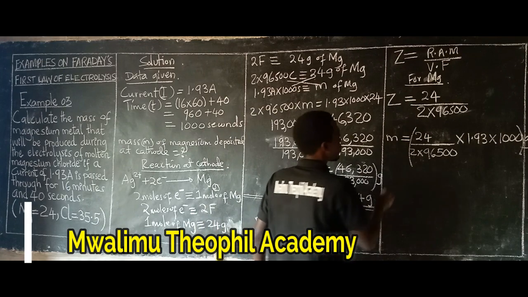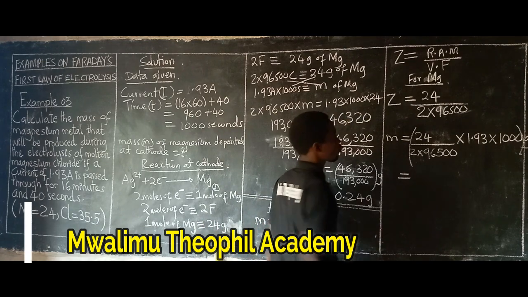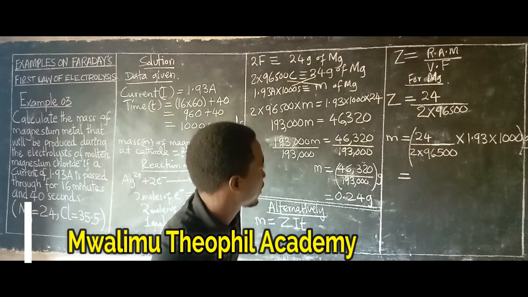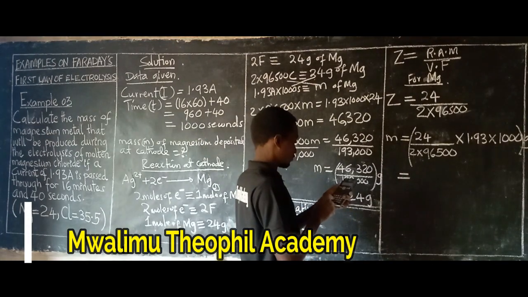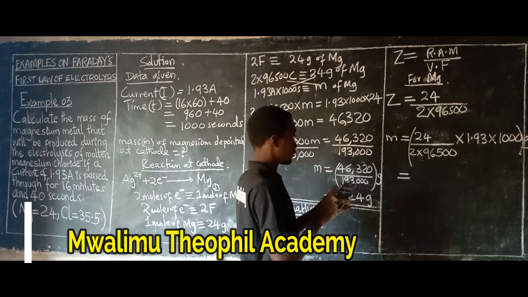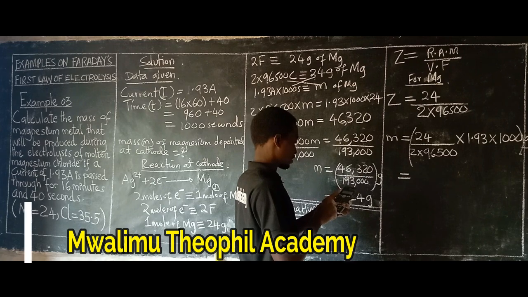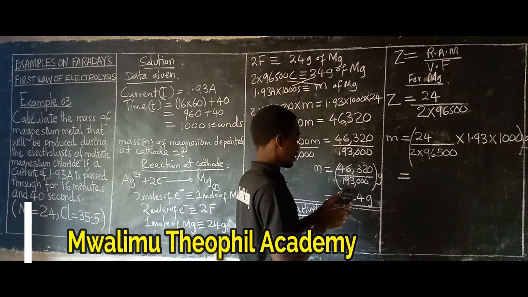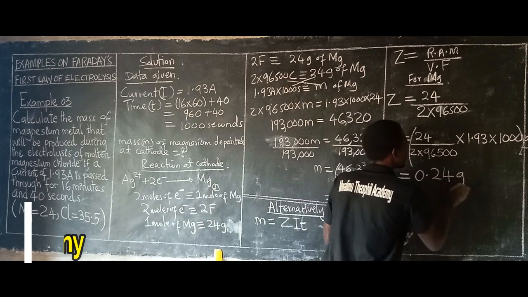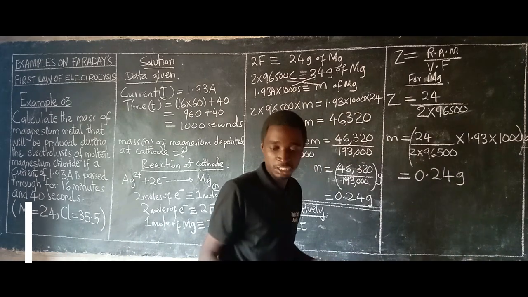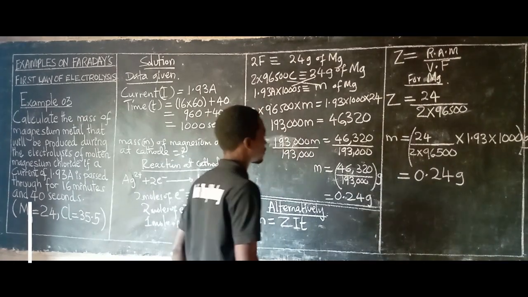Now what will be the answer? Let us compute it on our calculator. We have 24 times 1.93 times 1,000 over 2 times 96,500. The answer here becomes 0.24 gram. So the answer is the same as what you obtained in the first solving.